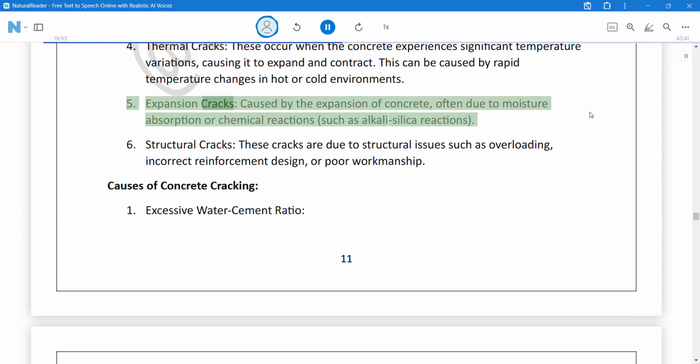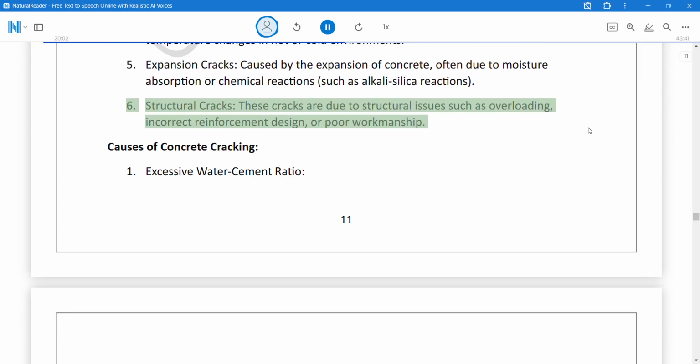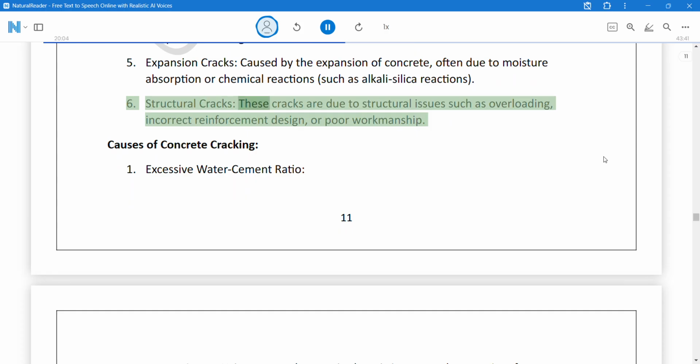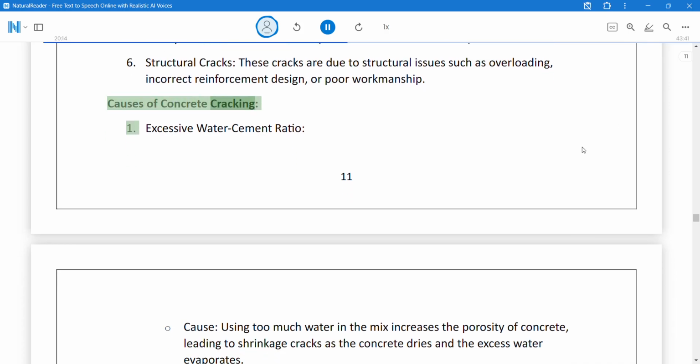5. Expansion cracks, caused by the expansion of concrete, often due to moisture absorption or chemical reactions. 6. Structural cracks. These cracks are due to structural issues such as overloading, incorrect reinforcement design, or poor workmanship. Causes of concrete cracking. 1.